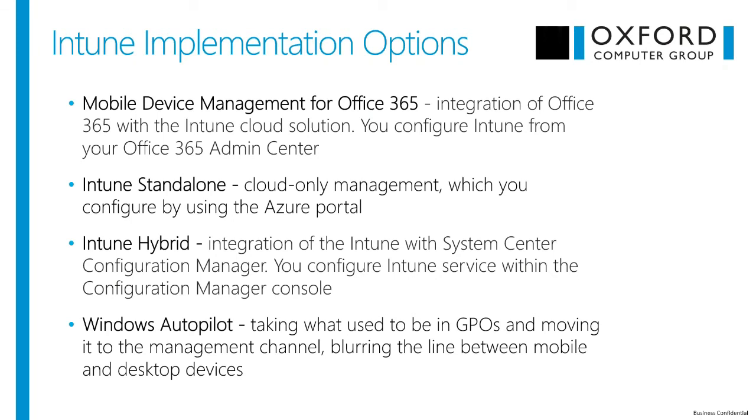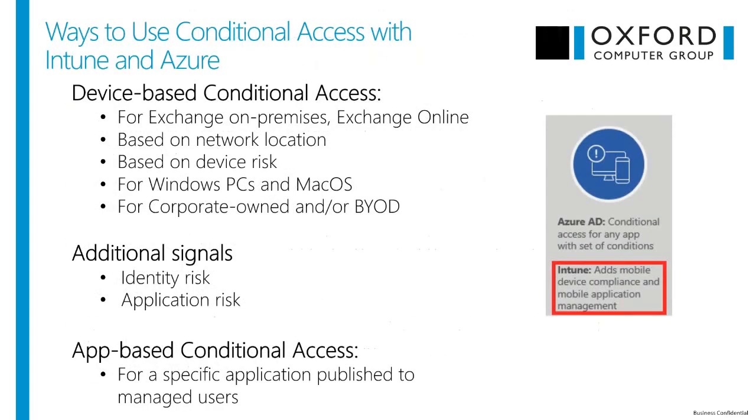Windows AutoPilot also is part of that, and that's really the next phase of management with Microsoft, taking what used to be in our GPOs that we distribute to those locally domain-joined machines and providing that same functionality in configuration service providers in the actual devices so that we can push out GPO type settings through Intune.